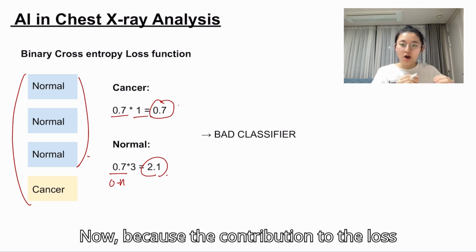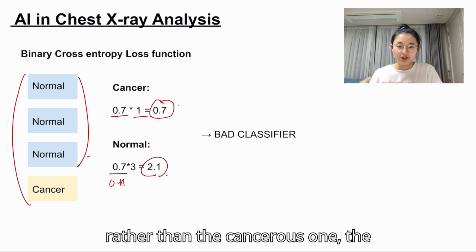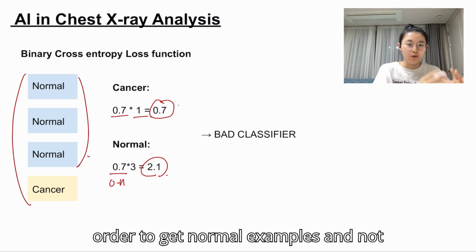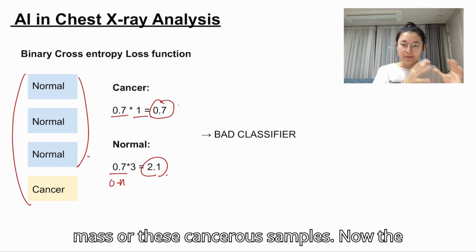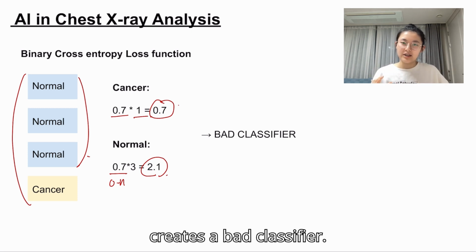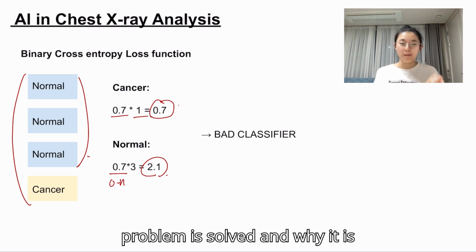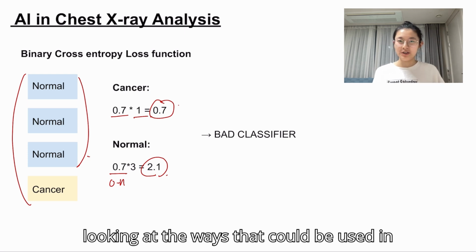Now, because the contribution to the loss is coming more from the normal samples rather than the cancerous one, the algorithm is optimizing its updates in order to get normal examples right and not really giving much relative weight to these cancer samples. Now, the problem with that is that it generally creates a bad classifier. Okay, now that we understand why the problem is so and why it is problematic, in our next video we'll be looking at the ways that could be used in order to solve it.